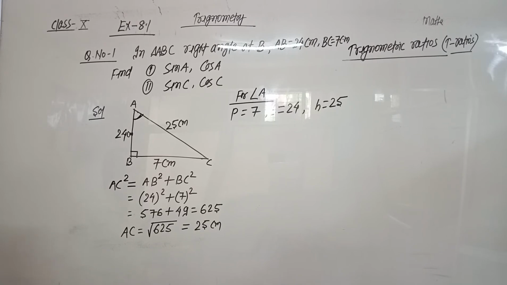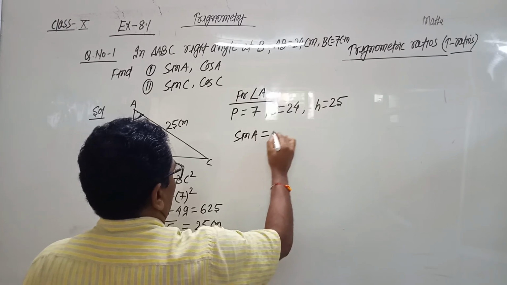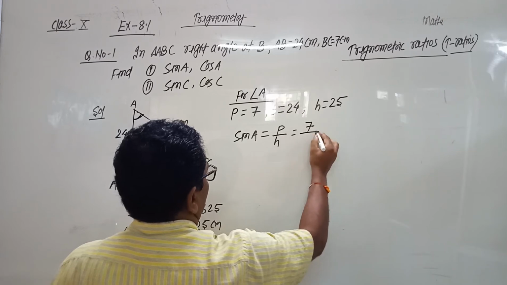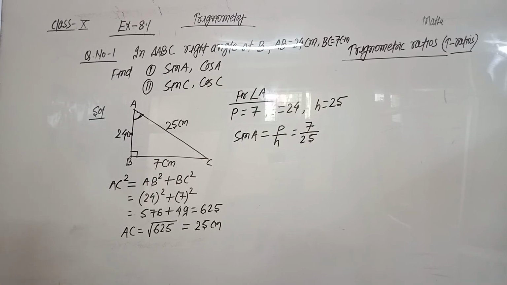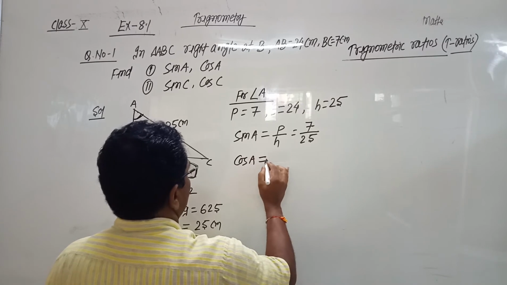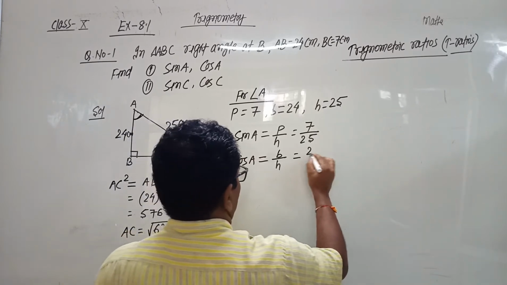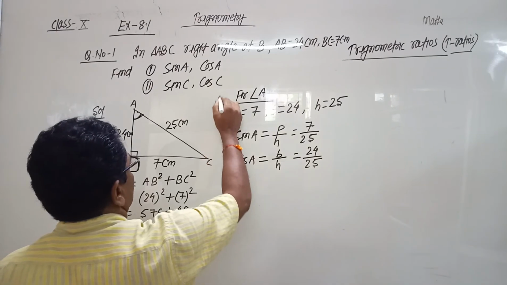Now we have to find the value of sin A. So sin A equals perpendicular upon hypotenuse. The value of perpendicular is 7, hypotenuse is 25. So the value of sin A is 7 by 25. Then we calculate cos A. The formula is base upon hypotenuse. Base is 24 and hypotenuse is 25. So this is the first part.